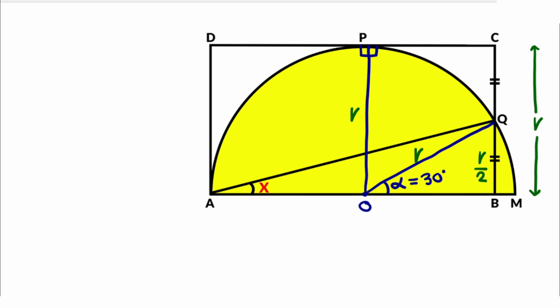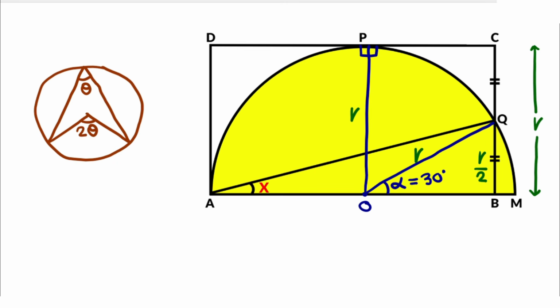Now comes the beautiful finishing step. We'll use the Inscribed Angle Theorem. The central angle MOQ measures 30 degrees, so the arc MQ also measures 30 degrees. An inscribed angle standing on that same arc is exactly half the measure of the central angle.